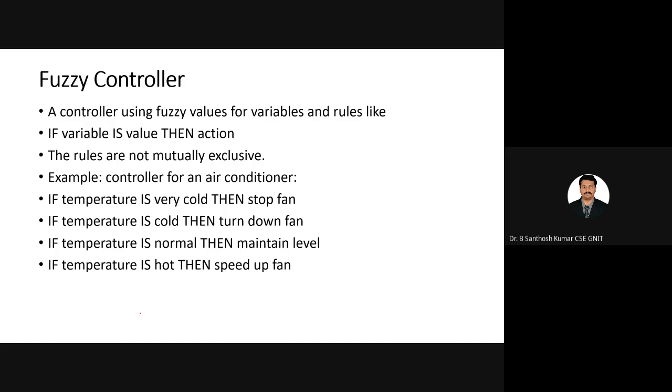If the temperature is very cold, then we automatically stop the fan. Suppose you are running the AC at 24 degrees and the fan at high speed; if the temperature is very cold, the fan automatically stops. If the temperature is cold, sometimes you turn down the fan. If the temperature is normal, we maintain that particular level. If the temperature is hot, you increase the fan speed. Or when it is at the highest speed, it automatically reduces the temperature in your air cooler.